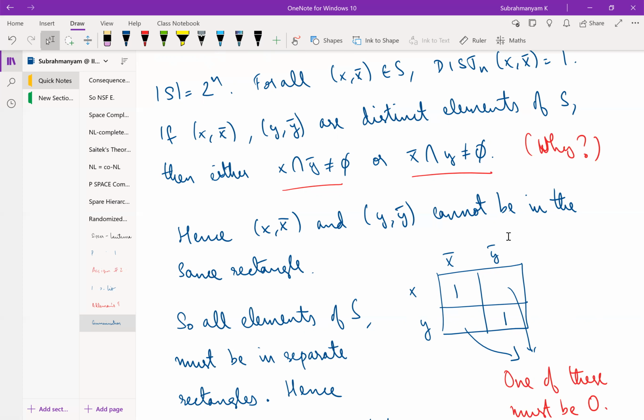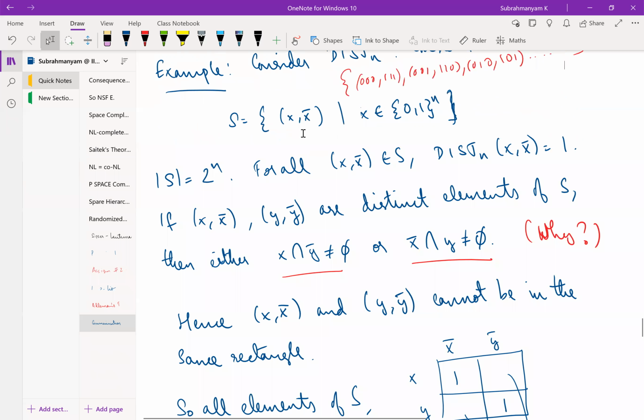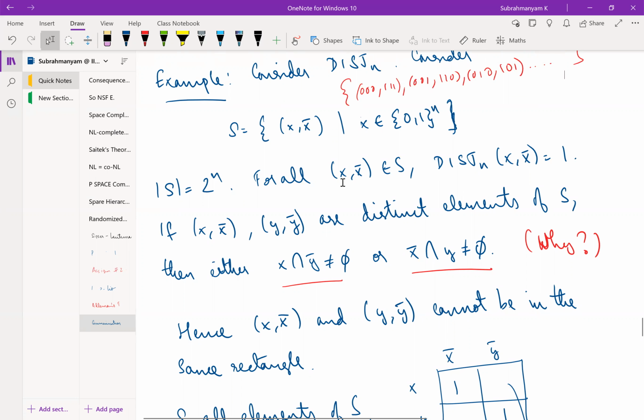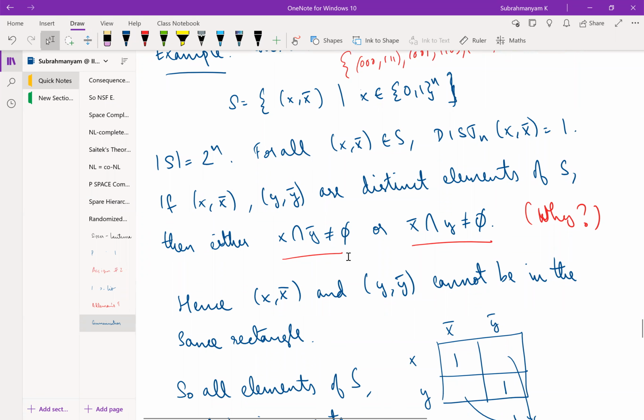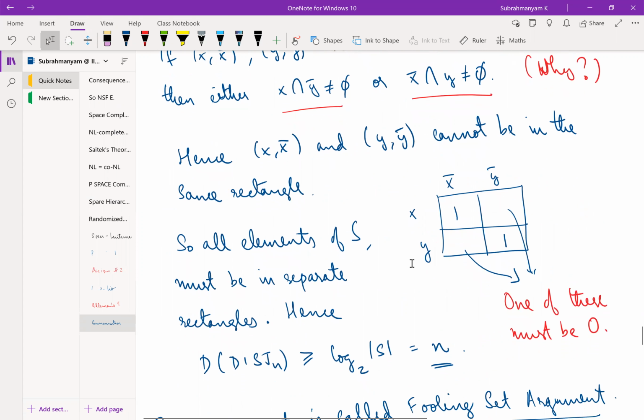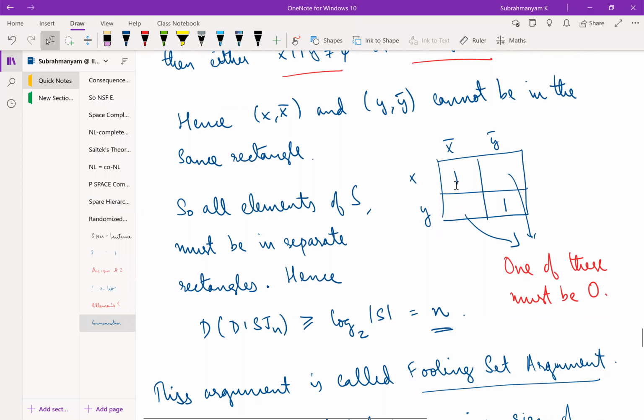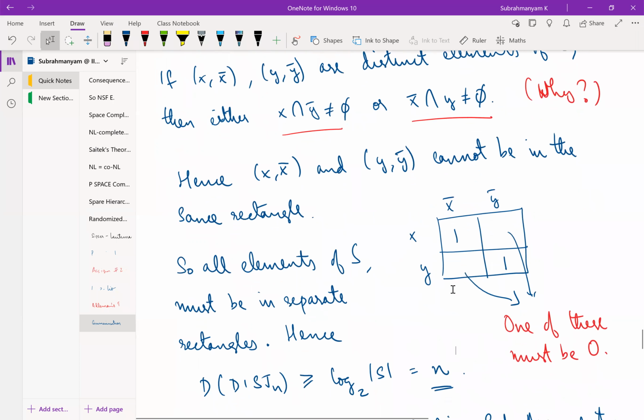Hence, each one of the pairs in S should go to distinct rectangles. Because of that, all of the elements of S should go to separate rectangles, and there should be as many rectangles or as many leaves as there are elements in S. So there has to be at least 2 power n leaves. That means the height has to be at least log of 2 power n, which is n.